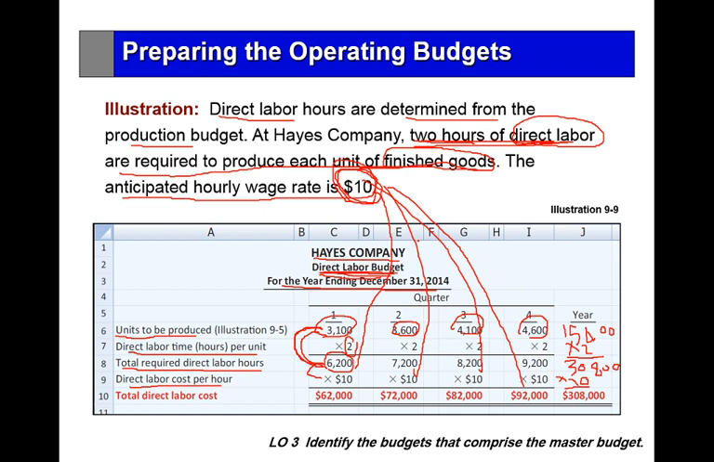The direct labor budget is like the direct materials budget in some instances, but the main difference is that we don't have beginning and ending balances like direct materials or the production budget. So we can see that this is much simpler than the direct materials budget.